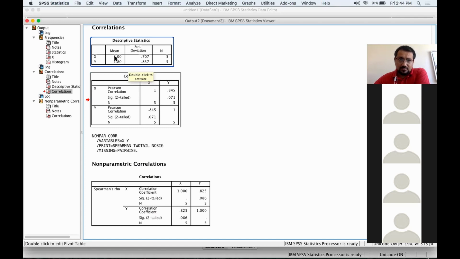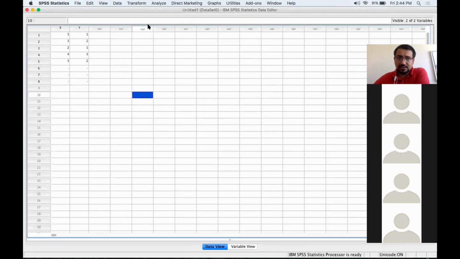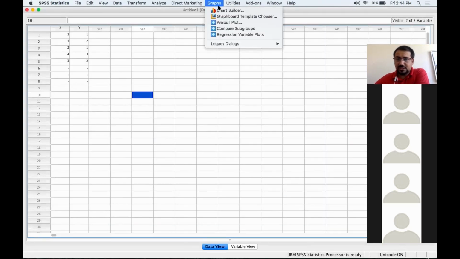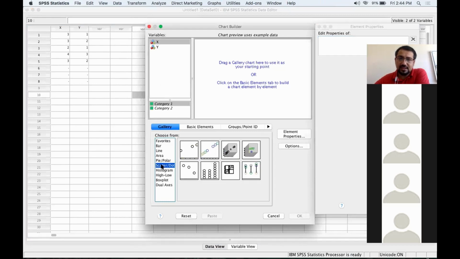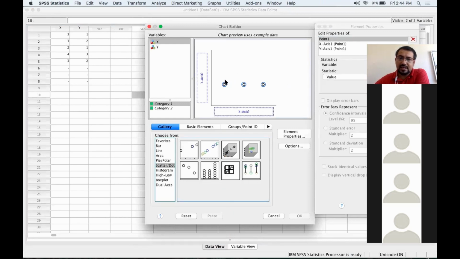Now, how about the chart? Let's see the chart also. To see charts, just go to graphs, and there are two ways to create charts. I will tell you right now. Just go to graphs, chart builder. When you go to chart builder, which chart are you going to choose? Scatter, I think. Let's drag scatter here. This is my x-axis, this is my x, and this is my y.